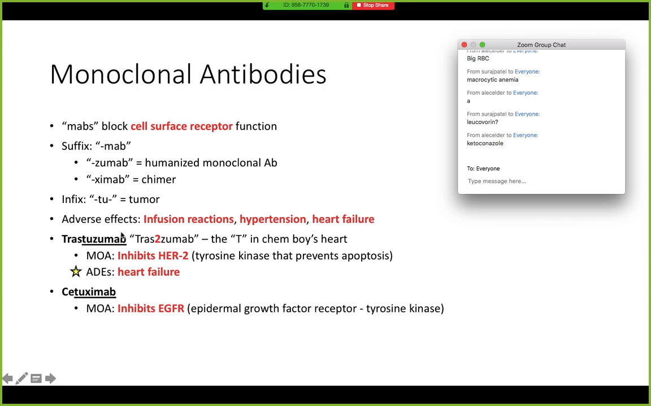So this is pretty important. I think this was asked last year on the exam. So trastuzumab, you can remember it with the tu in the middle because it inhibits HER2. So it can be used to treat HER2-positive breast cancer. And then one of your big adverse effects for Chemo Boy is trastuzumab, so heart failure. So yeah, again, knowing Chemo Boy for this exam is really going to get you a long way.